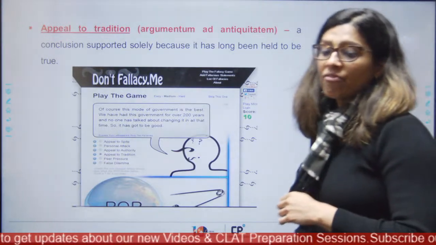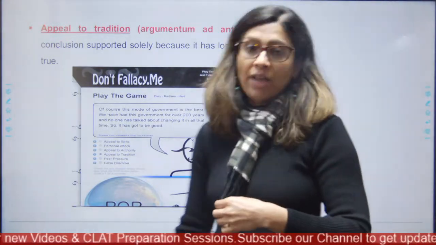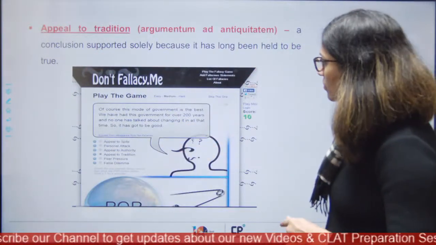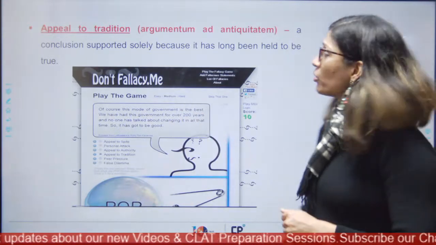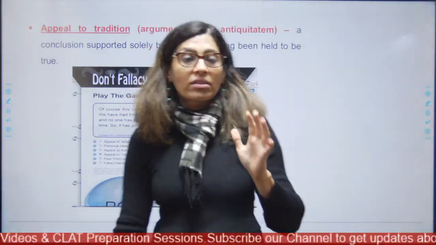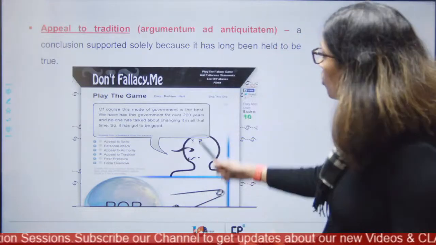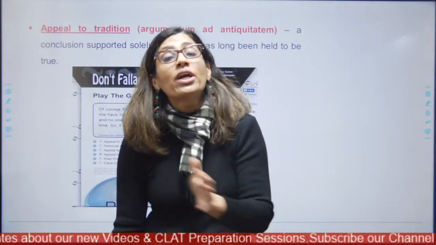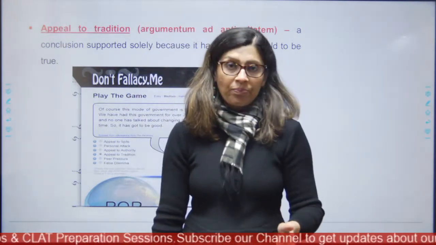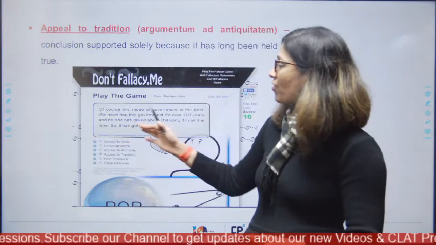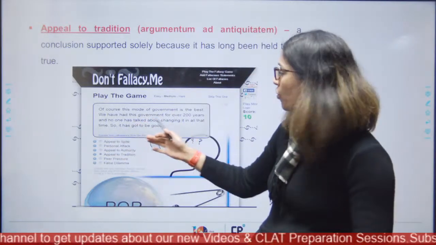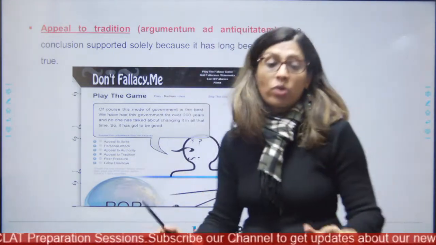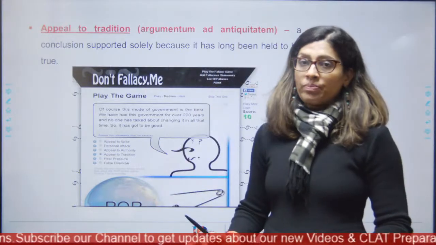Appeal to tradition is a very, very common fault in the Indian scenario. I'm not sure if you can read this here, but I will read it out to you. Appeal to tradition means this practice or this conclusion must be true because it has been true for the longest period of time. Because something has been going on forever, it must be correct. Right? So this mode of government is the best because it has been followed for the last 200 years and no one has talked about changing it, so it must be good. This is known as appeal to tradition.